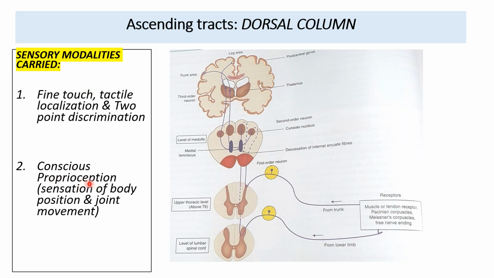Conscious proprioception. Now let us understand what proprioception is. Proprioception is the sensation of body position and joint movement. Suppose you are sitting right now. Now try to move your great toe, and you know where your great toe is lying. And when you vibrate it, the vibration sensation is also carried through the dorsal column. So for any part of the body, when your eyes are closed and you know where exactly your joint, for example the shoulder joint or your finger, is lying, that sensation is called conscious proprioception.